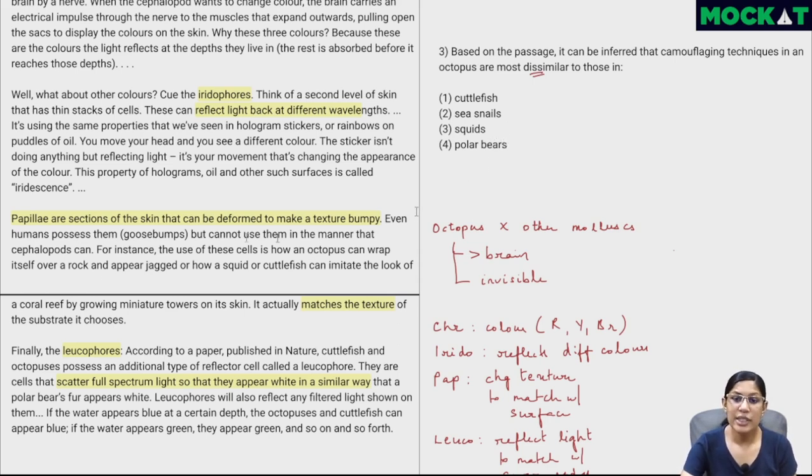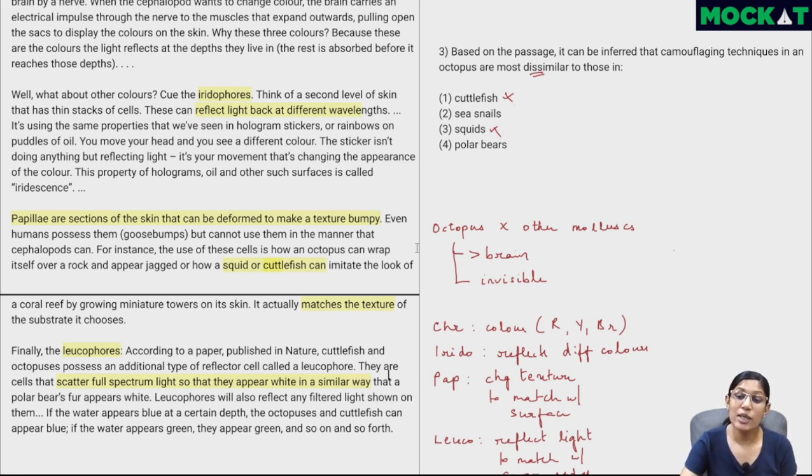So here we are being told that even humans have papillae, but we are not really camouflaging ourselves. But squid and cuttlefish both also do the same thing as cephalopods or octopuses do. So squids is something which is mentioned, cuttlefish is something which is mentioned. So both of these are given in the passage and hence can get eliminated. Now in the next paragraph, we are being told that cuttlefish and octopuses produce this reflector cell. So cuttlefish we've already eliminated.